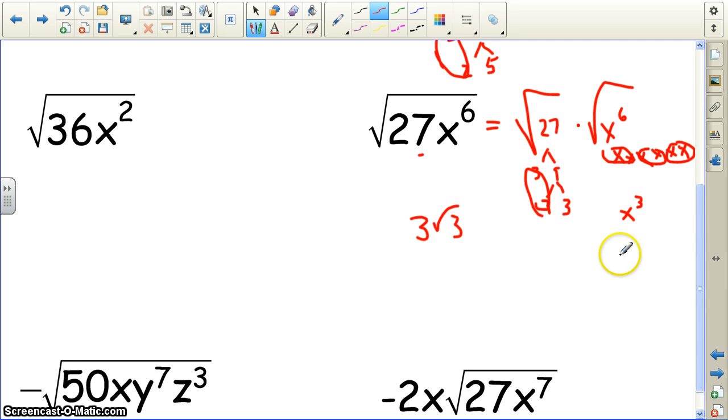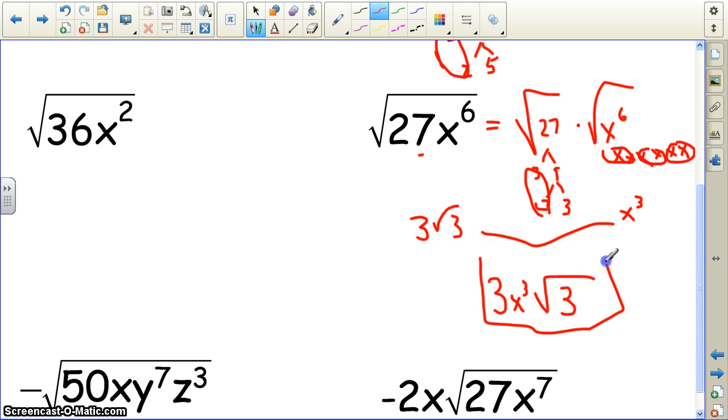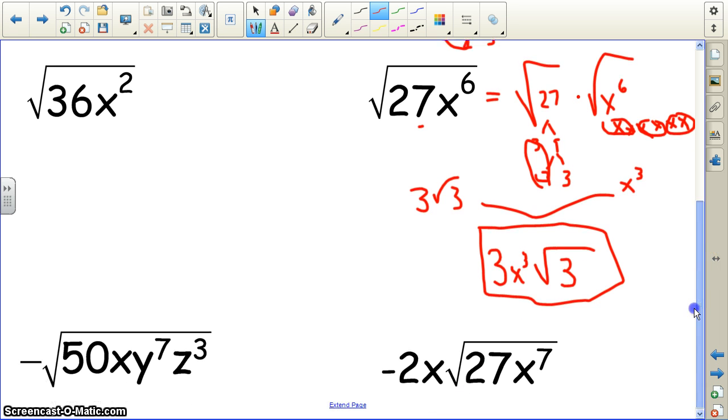So now I need to combine these 2 here because I don't want to leave them just separate. So outside my radical, I've got this 3, and then x to the 3rd. And then underneath my radical is 3. And that is how you simplify a radical, okay, with an exponent.